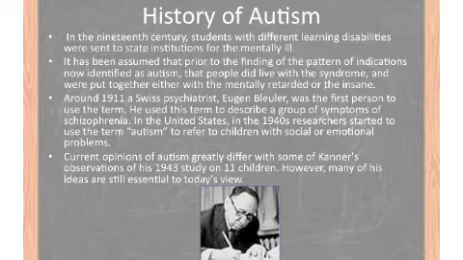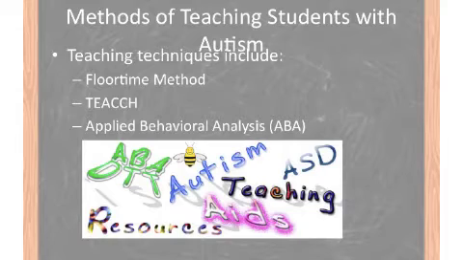In the United States in the 1940s, researchers started to use the term autism to refer to children with social or emotional problems. Current opinions of autism greatly differ with some of Kanner's observations of his 1943 study on 11 children. However, many of his ideas are still essential to today's view. Methods of teaching students with autism include the floor time method, TEACCH, and applied behavioral analysis, which is also known as ABA.